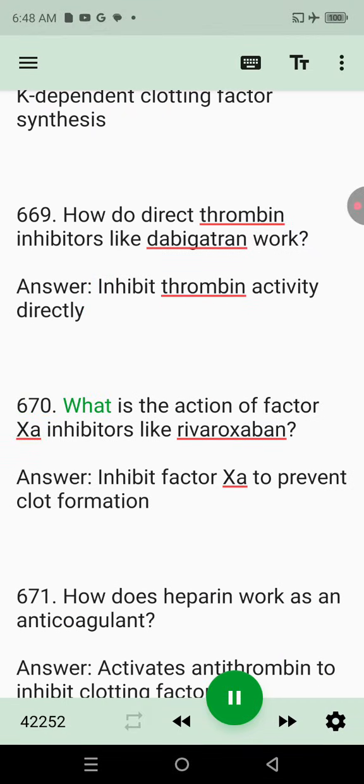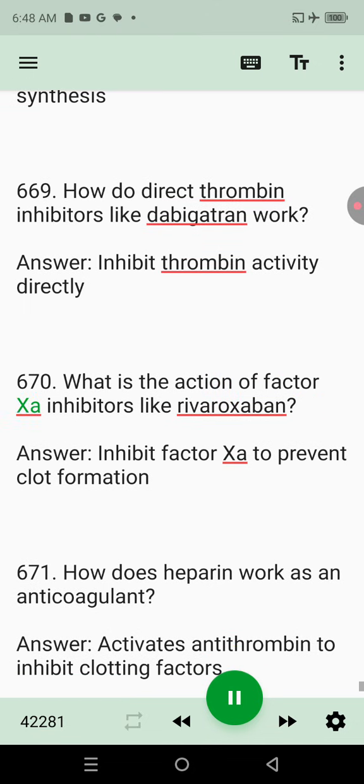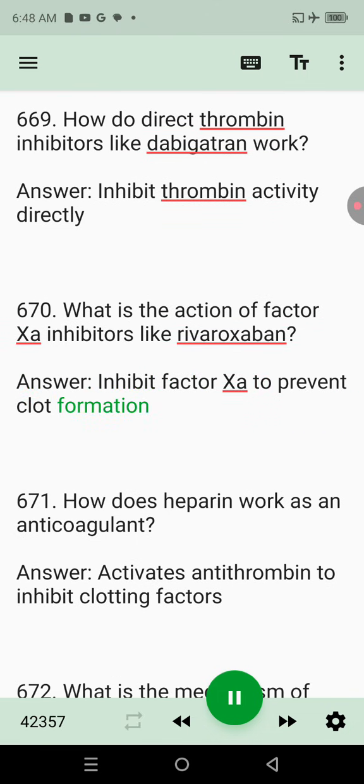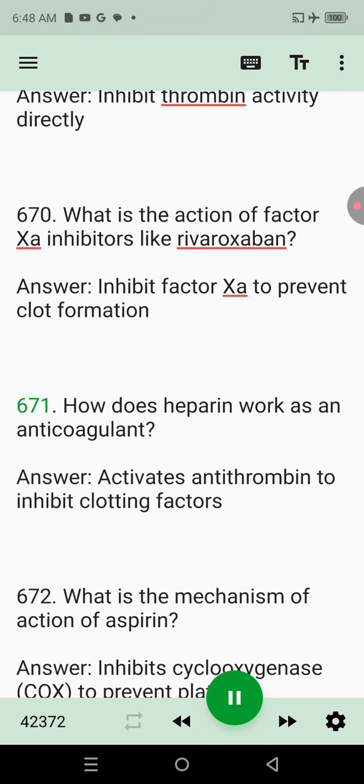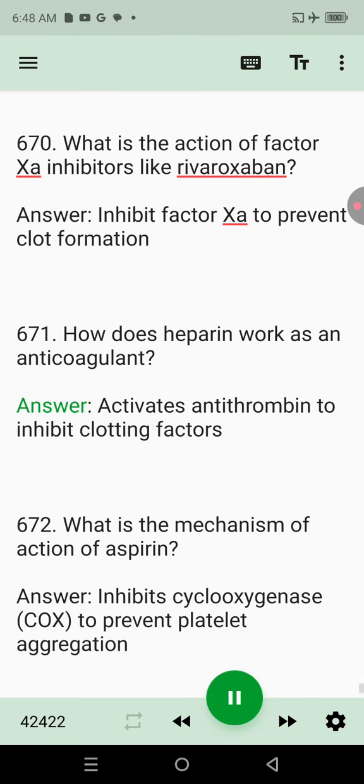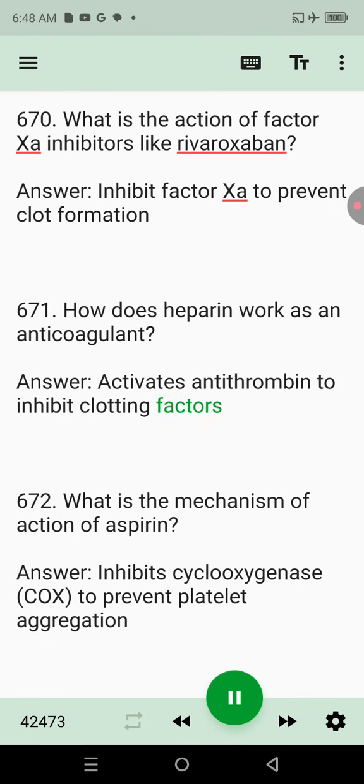670. What is the action of factor XA inhibitors like rivaroxaban? Answer. Inhibit factor XA to prevent clot formation. 671. How does heparin work as an anticoagulant? Answer. Activates antithrombin to inhibit clotting factors.